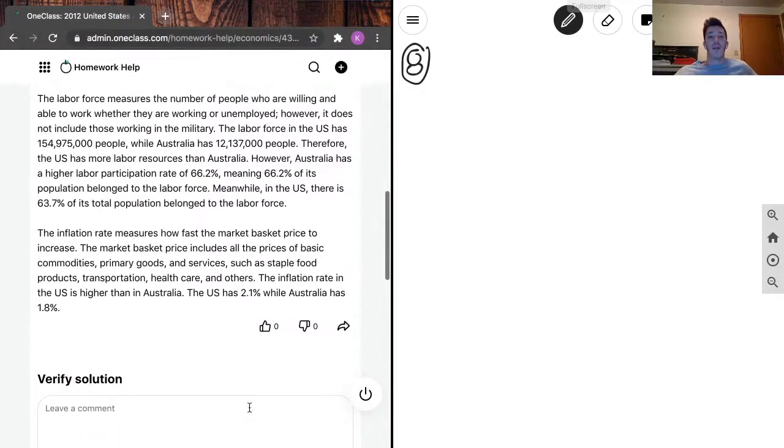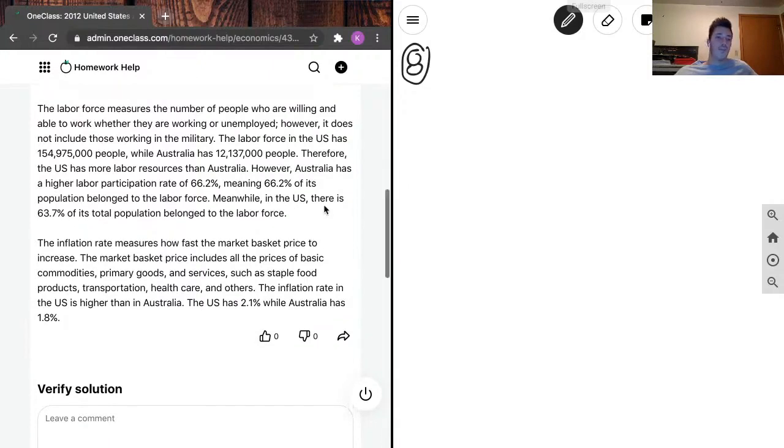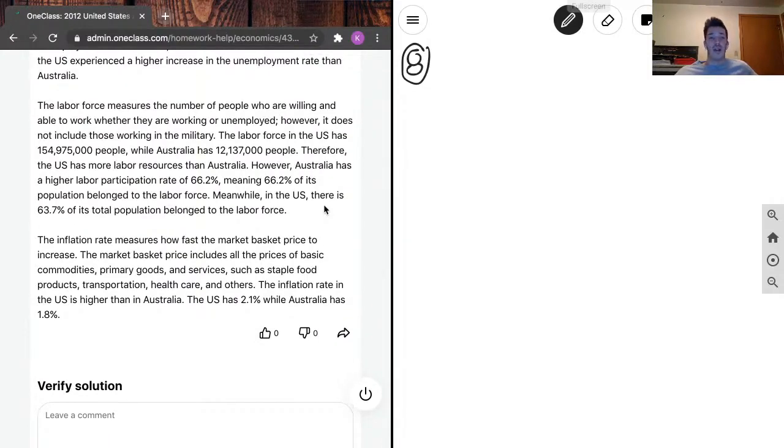The labor force measures the number of people who are willing and able to work, whether they are working or unemployed. However, it does not include those working in the military. That's an important point. I forgot to mention that. The labor force does not include those in the military.